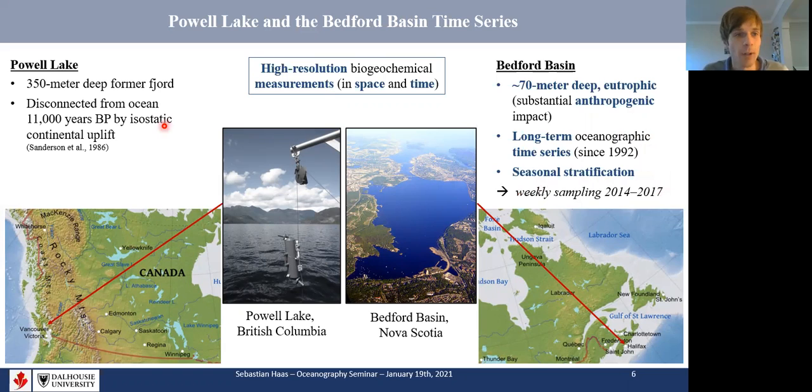By contrast, Pow Lake is a much deeper, 350-meter deep former fjord. It's now a lake that got disconnected from the ocean at the end of the last ice age by isostatic continental uplift that raised the sill of the former fjord above sea level, isolating the water body that's now in the lake from the ocean, and also isolating some of that seawater, trapping it inside what's now the lake.